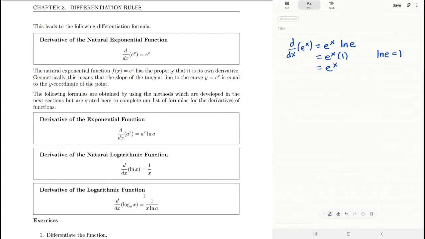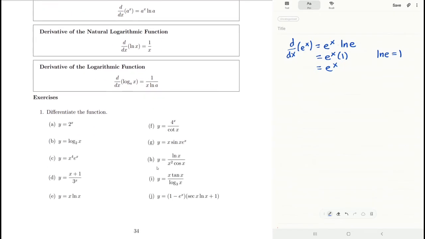And again, if you apply this general formula in the case of the natural logarithm, you would get 1 over x times the natural log of e. And once again, the natural log of e is 1, and so that will be simplified to 1 over x. Now the proofs for these formulas will require us to look at methods, which we will develop in the next section. But we've stated all of the derivatives here just to complete our list of derivatives. So now let's have a look at some examples of using these rules for log and exponential functions.